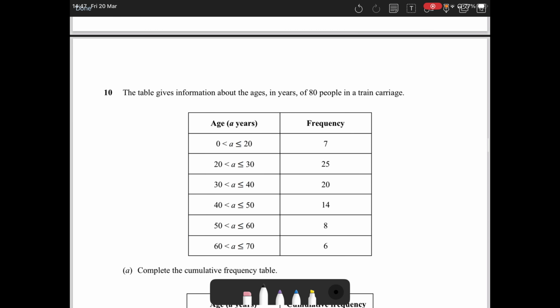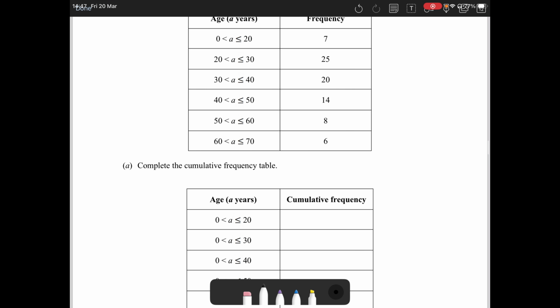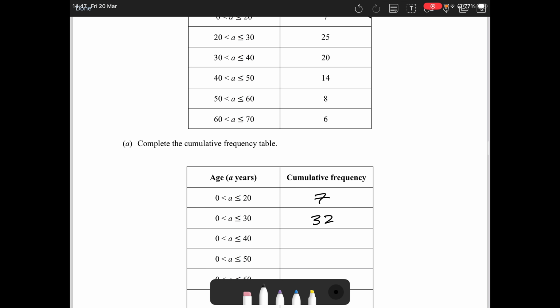Moving on. Here is a table. Cumulative frequency table, remember it's a running total. The first number is always the same, but you just add the next number along. So 7 plus 25 is 32. 32 add 20 is 52. Add 14 gets it to be 66.